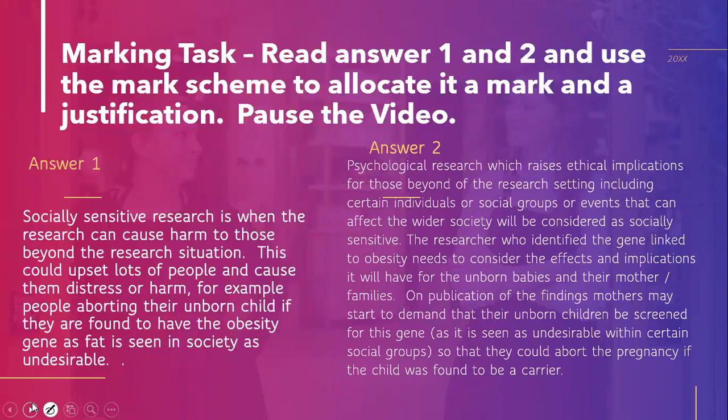Answer 2. Psychological research which raises ethical implications for those beyond the research setting, including certain individuals or social groups or events that can affect the wider society, will be considered as socially sensitive. The researcher who identified the gene linked to obesity needs to consider the effects and the implications it will have on the unborn babies and their mothers and families. On publication of the findings, mothers may start to demand that their unborn children be screened for the gene, as it is seen as undesirable within certain social groups, so that they can abort the pregnancy if the child was found to be a carrier. Okay, so there's our 2 answers.